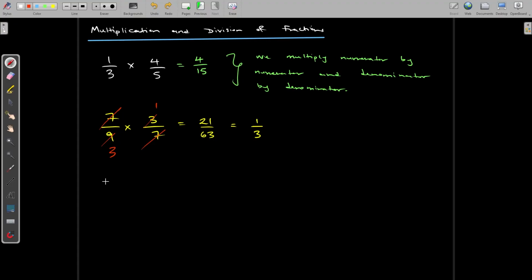So how about this one? 51 over 60 times 4 over 12. Without multiplying top by top, bottom by bottom, can this be simplified before?